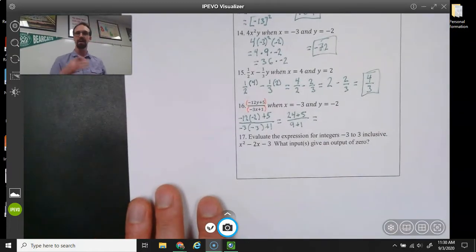Now I can simplify both parts. Again, ninja parentheses, because I have an operation there. 24 plus 5 is 29.